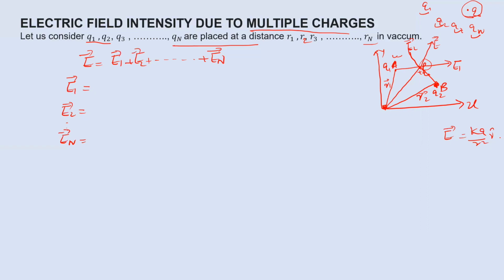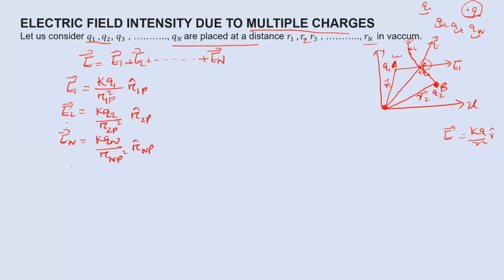We know field intensity is independent of the test charge. So we will just write the formula. It is KQ1 by R1P square, R cap 1P, right? And this P point I'm taking because the test charge is placed at the point P. Similarly, this is KQ2 by R2P square, R cap 2P, and this would be KQn by RnP square, R cap nP.